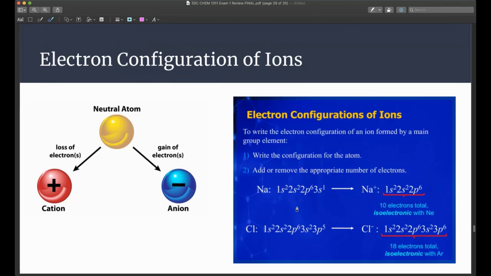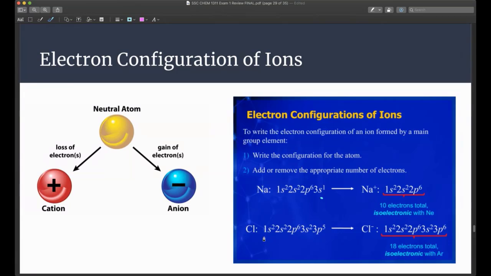Originally the highest subshell was 3s1, but it loses that 1 electron from the s orbital when it becomes an ion, which means that all that's remaining is 1s2, 2s2, and 2p6. And that would be 10 electrons total instead of its normal 11.